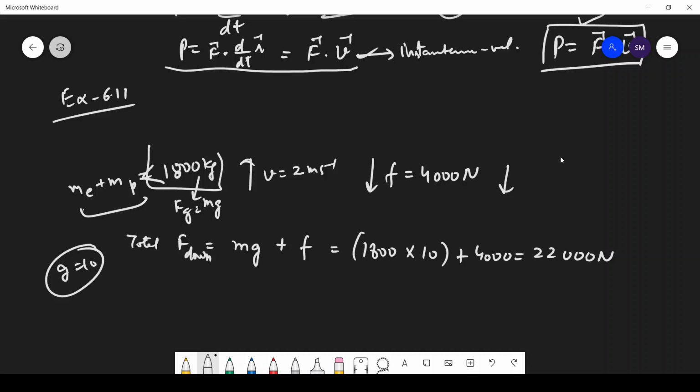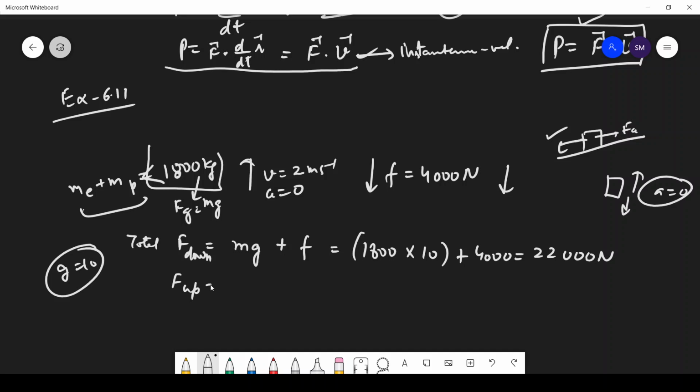Students, I have told you many a times, when you are doing this kind of question, we know this force, and the force applied was equal to this force. Even when we are raising this ball upward, I told you that both the forces are same. We assume that acceleration is 0, constant velocity, and here you can clearly see that acceleration is 0. Acceleration 0 means upward force is equals to downward force. So upward force is also 22,000 Newton.